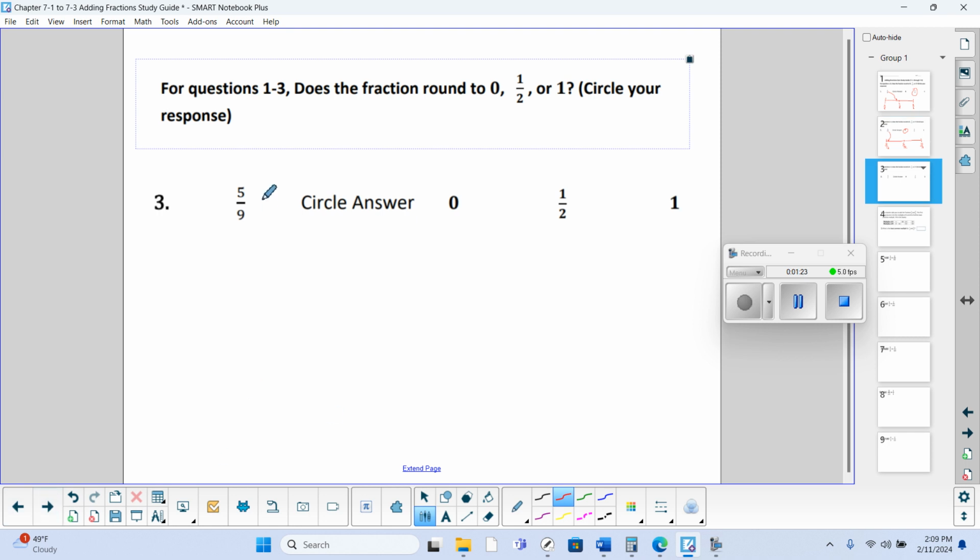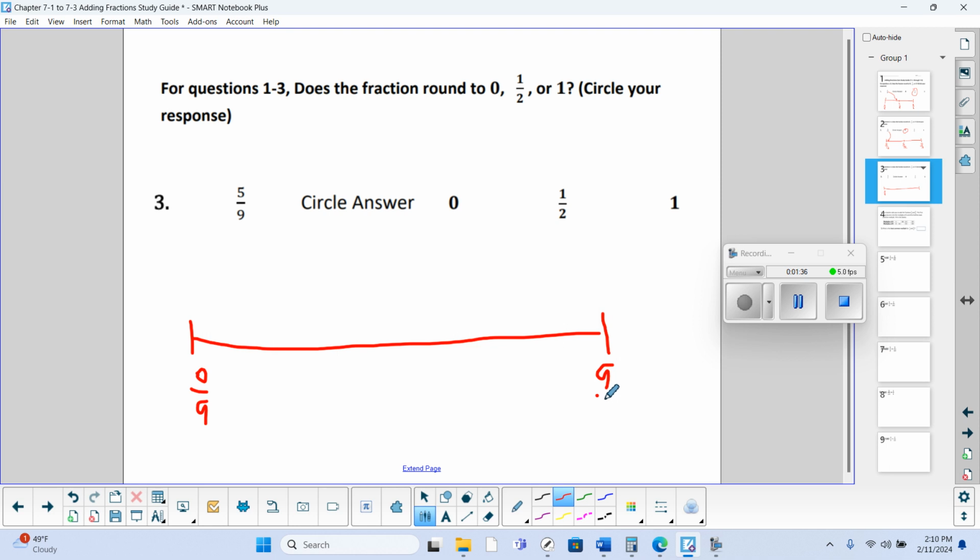Next question. For 5/9, what would that round to? All right, well, 0 would be 0/9. 1 whole would be 9/9. And in between the two, I know you can't really write a decimal in a fraction, but 4.5 out of 9 would be right in the middle. So 5/9 would clearly be somewhere over here, closer to 4.5/9 than it is to 9/9. So this would round to 1/2.